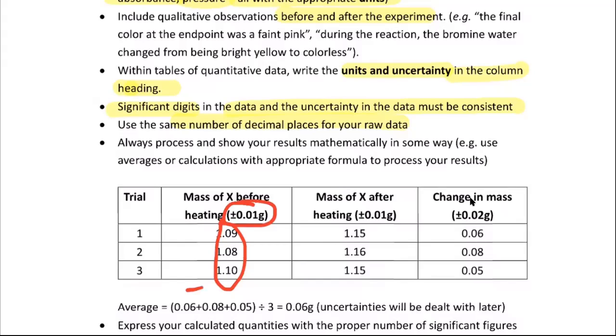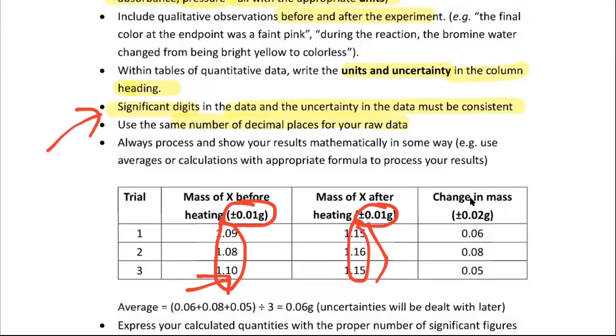So even this last one, even though it was 1.10, I did not write 1.1. I wrote 1.10. That's because of these bullets right here, that you have to use the same significant digits and the same number of decimal places. Same thing here, 2 decimals, everything's got 2 decimals, they're all matching in precision, okay?